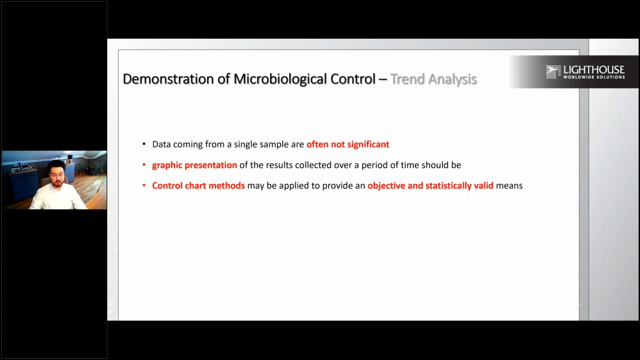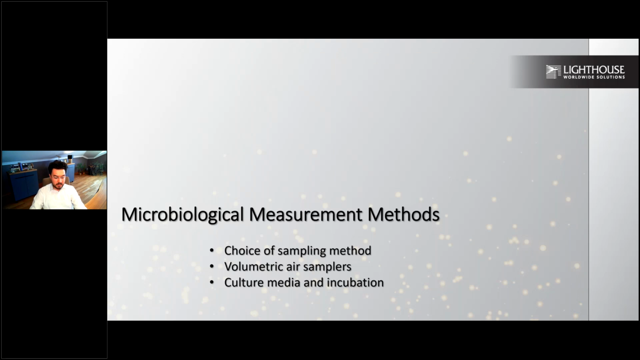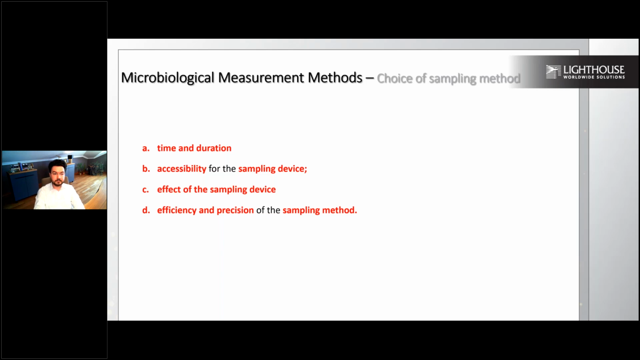Next one is microbiological measurement methods: which methods you are going to use for sampling, the volumetric air samples, and the culture media and incubation processes with an incubator. These are listed under the microbiological measurement methods section of EN 17141. First of all, the choice of sampling methods. The sampling method selected shall be appropriate for the clean controlled environments to be monitored and shall take into consideration the following, according to this EN norm.